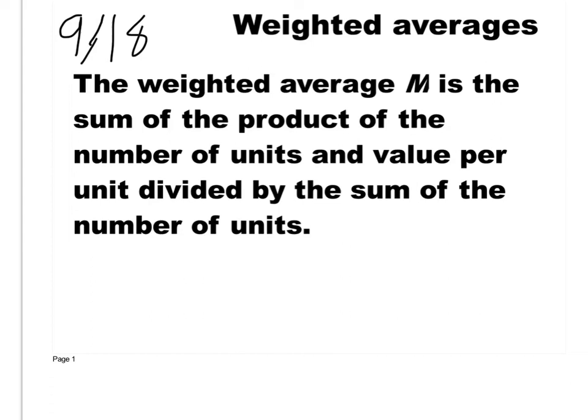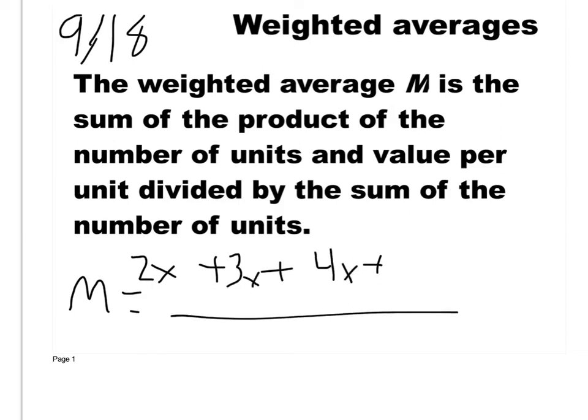Today we're doing weighted averages. The weighted average of M is the sum of the products of the number of units and value per unit, divided by the sum of the number of units. What this means is, we add up the product and the value per unit. So let's say the product of the number of units, and let's say the value for this one's 2. This one would be like 3x. This will be 4x. We add that up, and then we divide by the sum of the number of units.